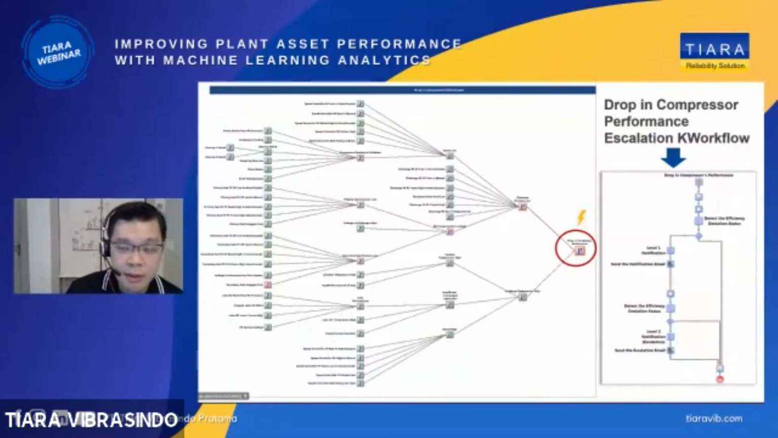Once the system detects an abnormal condition, it can trigger a workflow. Take for example a drop in compressor performance. As a simple workflow, you may just want to inform the responsible engineer to look into the issue. If this condition continues for more than 2 or 3 hours, you may want to escalate to the manager. This is a simple workflow that helps make sure the escalation is properly done.